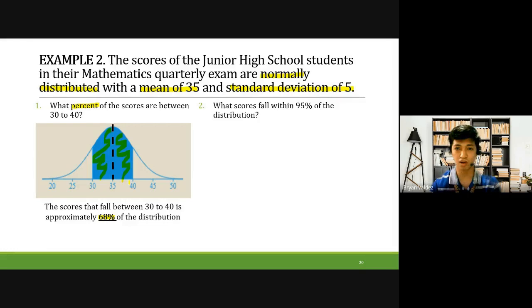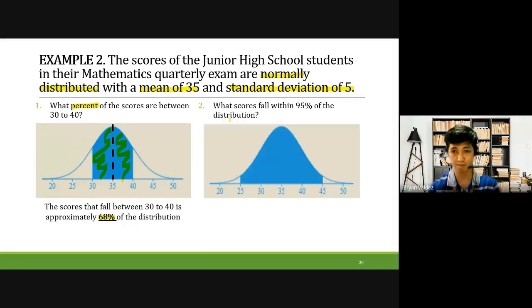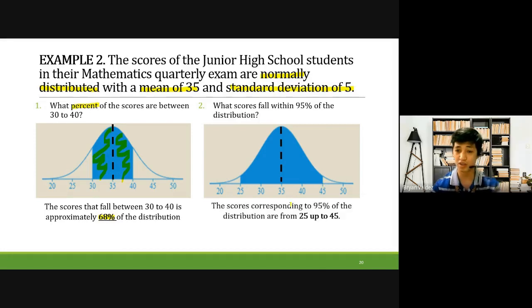Then what scores fall within 95% of the distribution? So anong mga scores daw? Yung nagfo-fall within 95% of the distribution. So we're gonna draw a normal distribution curve and then let's identify the 95% of that. So ang 95% niyan ay from 25 up to 45. So meaning to say, the scores corresponding to 95% of the distribution are from 25 up to 45. Okay?